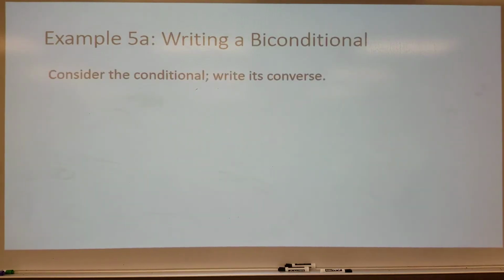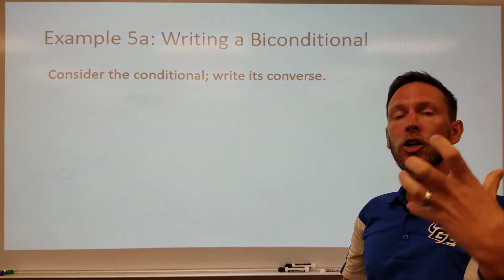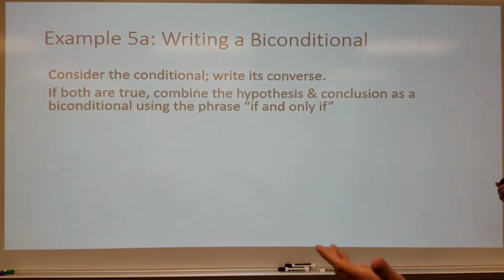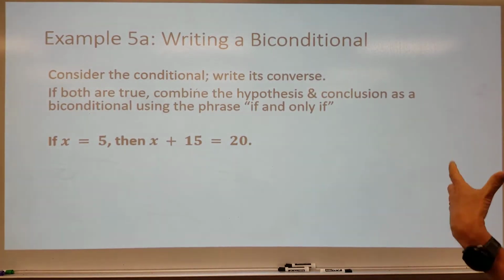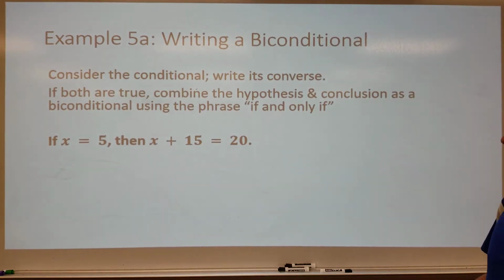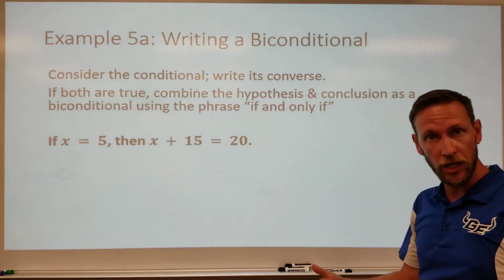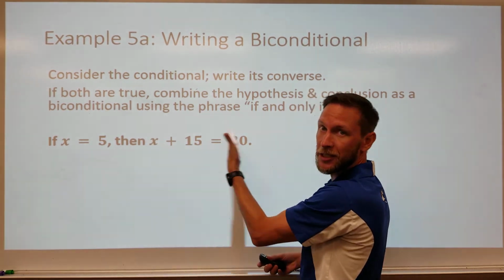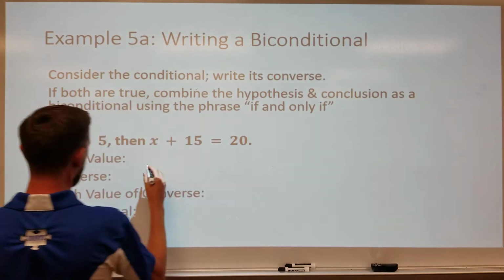All right? So let's work on writing biconditional statements. In order to do that, we're going to have to think about the conditional. We're going to have to write the converse and then think whether or not our converse is also true. And if they're both true, then we can write our biconditional statement. So here's an example. If x equals 5, then x plus 15 equals 20. All right? And this is a true statement. If x is 5, then 5 plus 15 is going to equal 20. If x were something different, then maybe that value plus 15 would not equal 20. So the truth value of this statement is true.